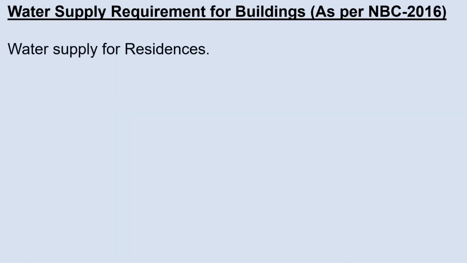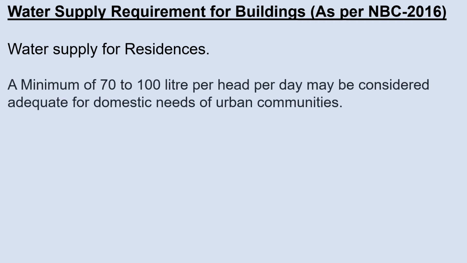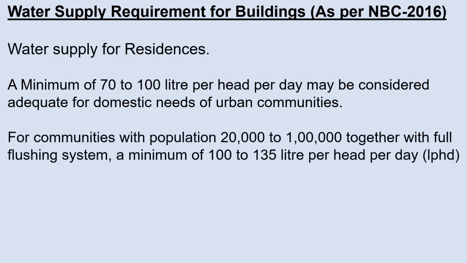Water supply for residences. A minimum of 70 to 100 liters per head per day may be considered adequate for domestic needs of urban communities. For communities with population 20,000 to 1 lakh, together with full flushing system, a minimum of 100 to 135 liters per head per day need to be considered.